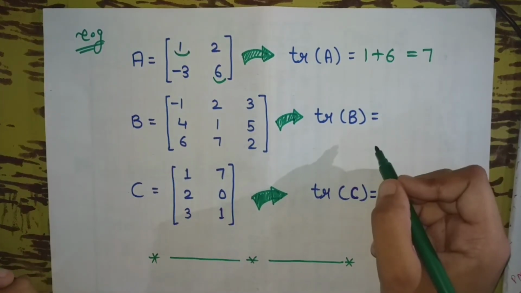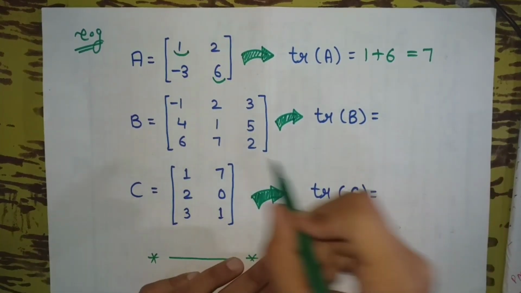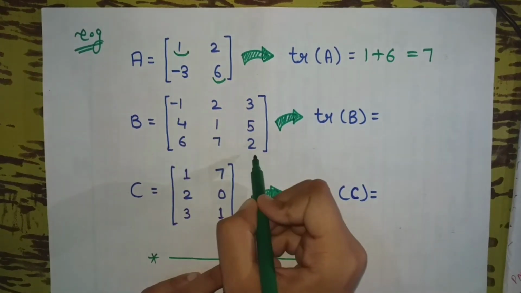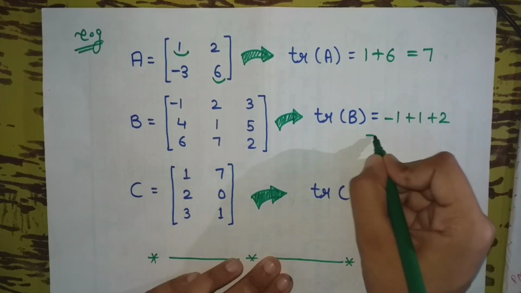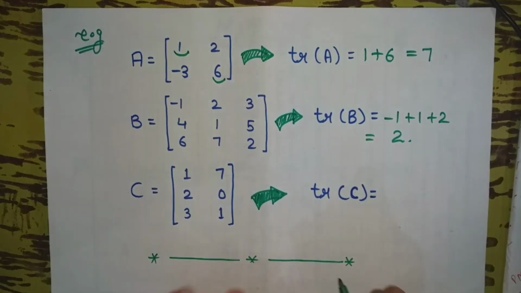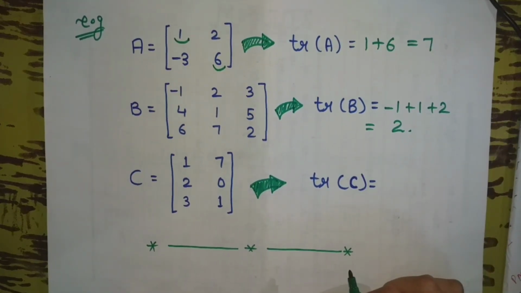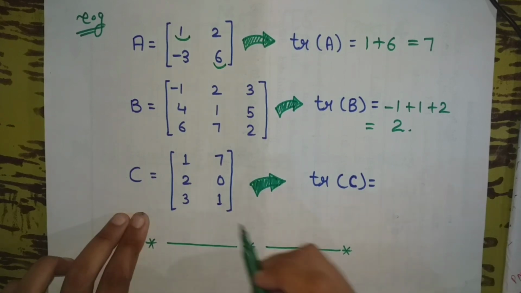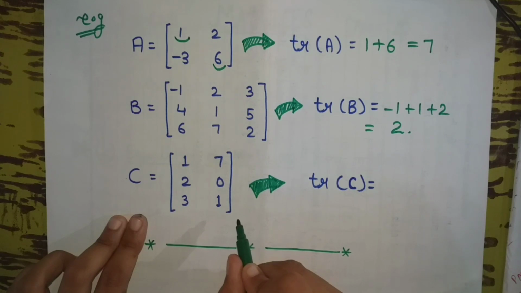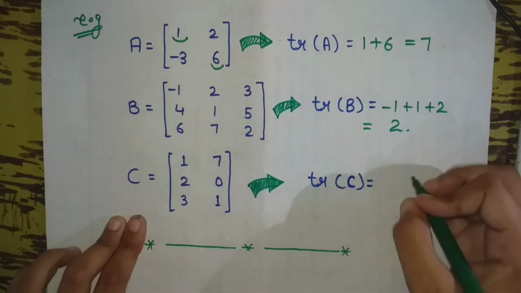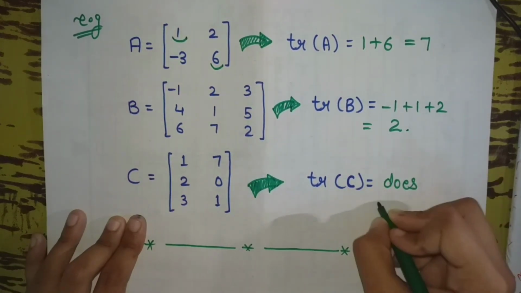Now what is the trace of B? The trace of B is minus 1 plus 1 plus 2. Minus 1 plus 1 plus 2, which is 2. Now tell the trace of C. Does it exist? No, because it is not a square matrix. So trace of C does not exist.